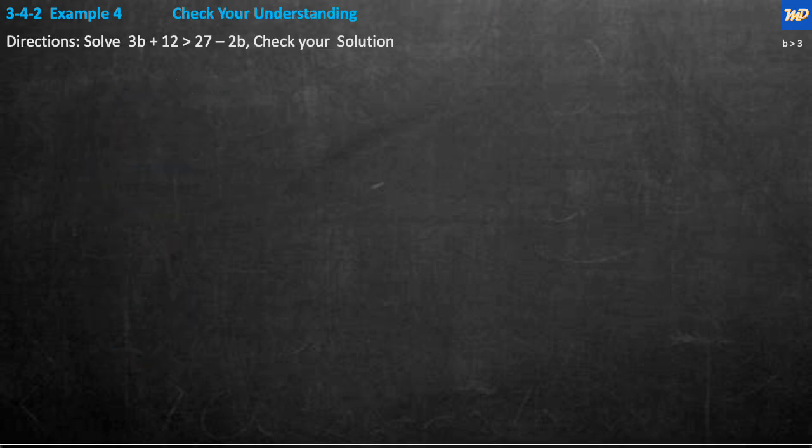Okay, example 4, check your understanding. Solve this inequality, which says 3b plus 12 is greater than 27 minus 2b. So let's give this a shot, right? So go ahead and pause, try it, come on back when you're done, and we'll do it together.